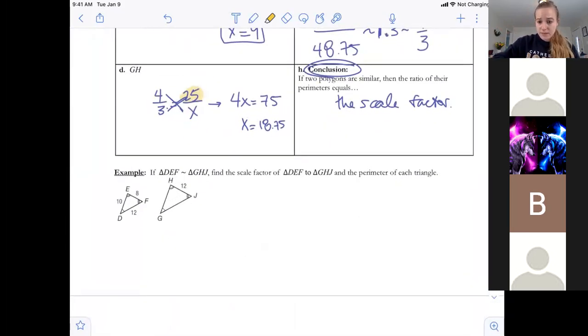The very last problem says if triangle DEF is congruent to triangle GHJ, find the scale factor of DEF to GHJ and the perimeter of each triangle. So what we're going to do is find the perimeter of DEF and then find the scale factor between them and then use that to solve. So let's do our scale factor first. Think about it for a second.